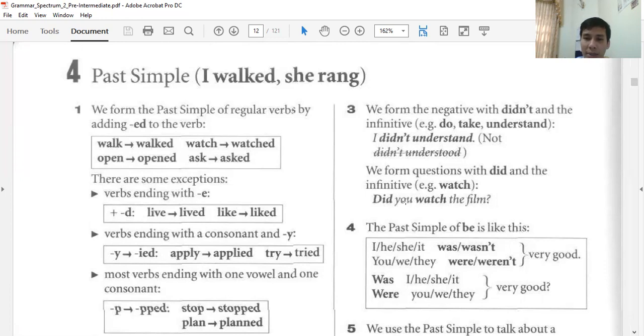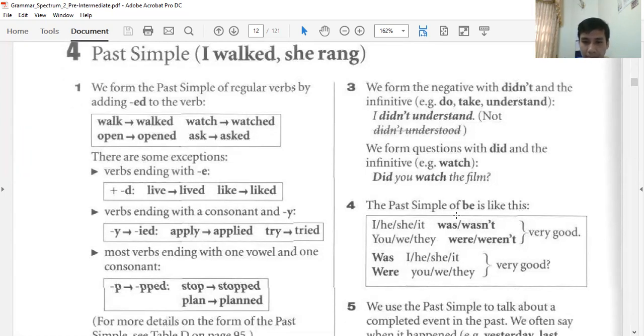Because why do we do it like this? Because we use did to make the question and also the negative in past simple. So we need to remember in our minds always that for negative and question in past simple we use did or didn't, for example, like this.